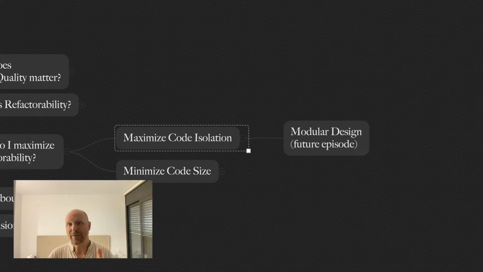This is a future episode topic, which I've mentioned before. If you want a sneak preview, Google the 5 essential elements of software modular design. You'll find my article, and I'll also put a link in the show notes.